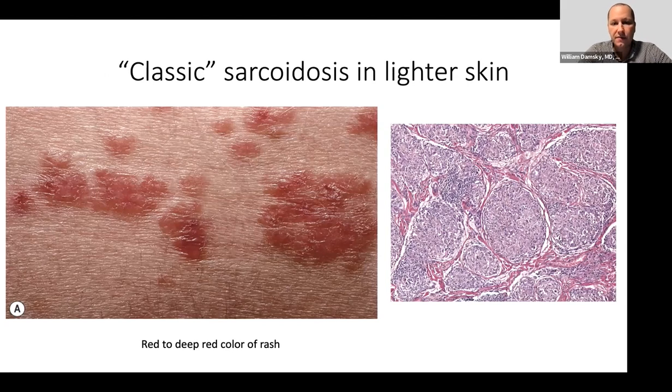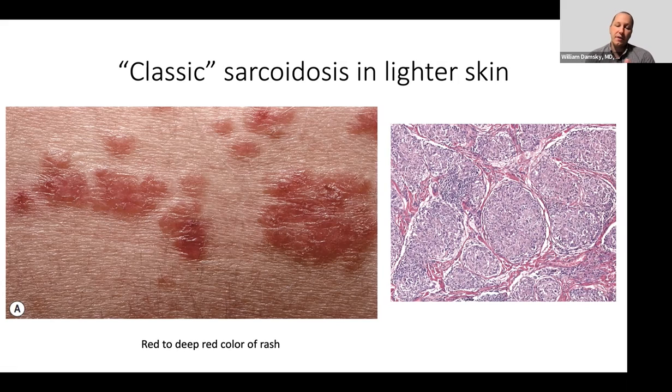Well, here's an example of skin involvement in a patient with a lighter skin tone. And we see this red to deep red color of the rash involving the skin. And if we were to biopsy this in order to try to make a diagnosis, we would see these granulomas, and you'll see that to the right of your screen. And granulomas really are these collections of macrophages in the tissue that really are a hallmark of this disease.